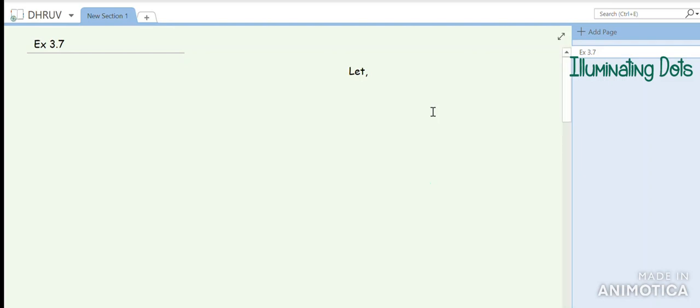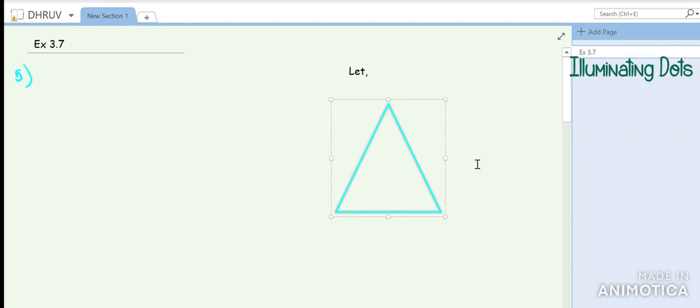So the fifth one: in a triangle ABC, angle C is equal to 3 times angle B, which is equal to 2 times angle A plus angle B. Find the 3 angles. So this is quite easy, I guess. Let us try to solve it.